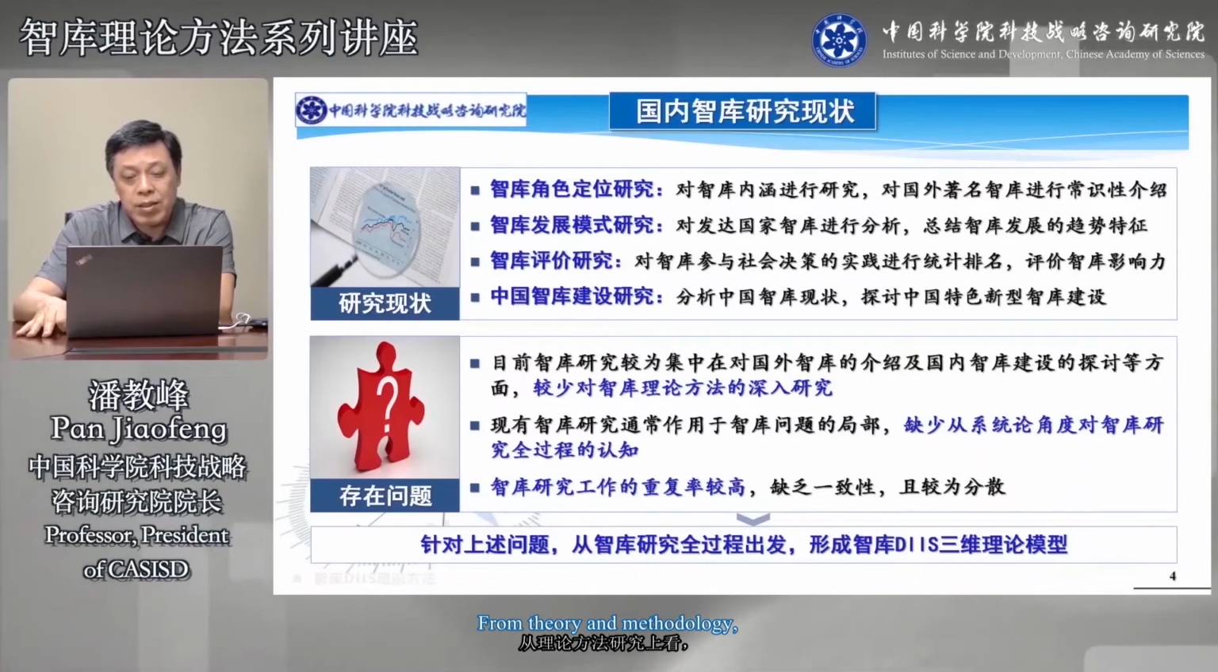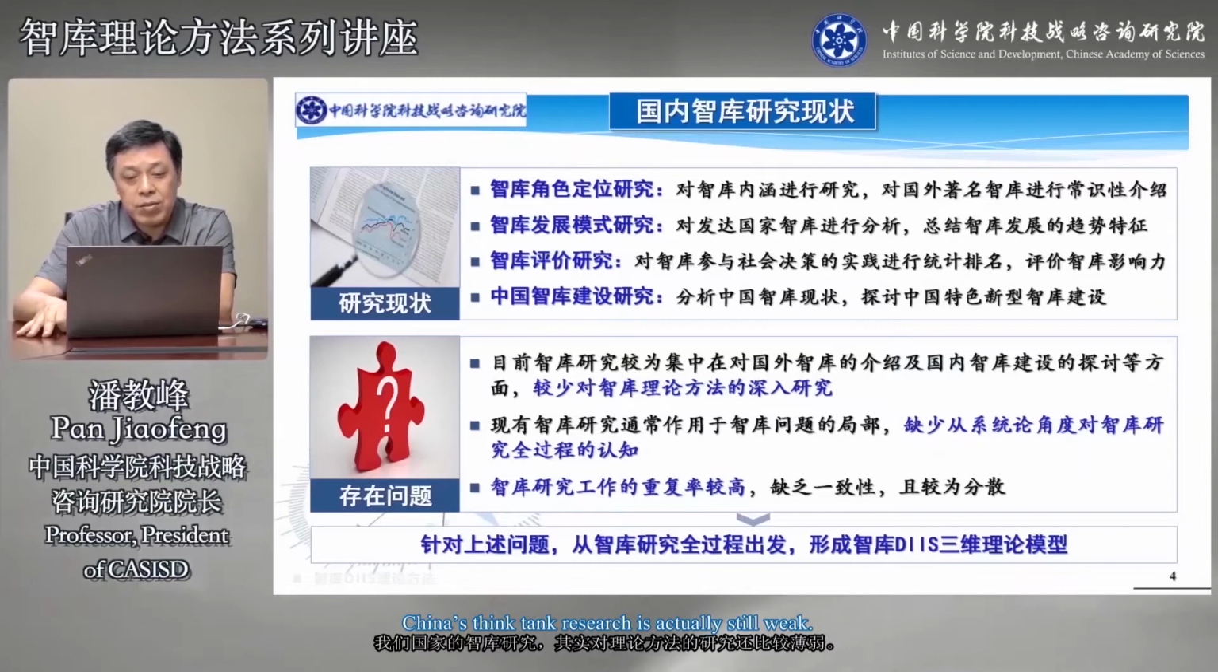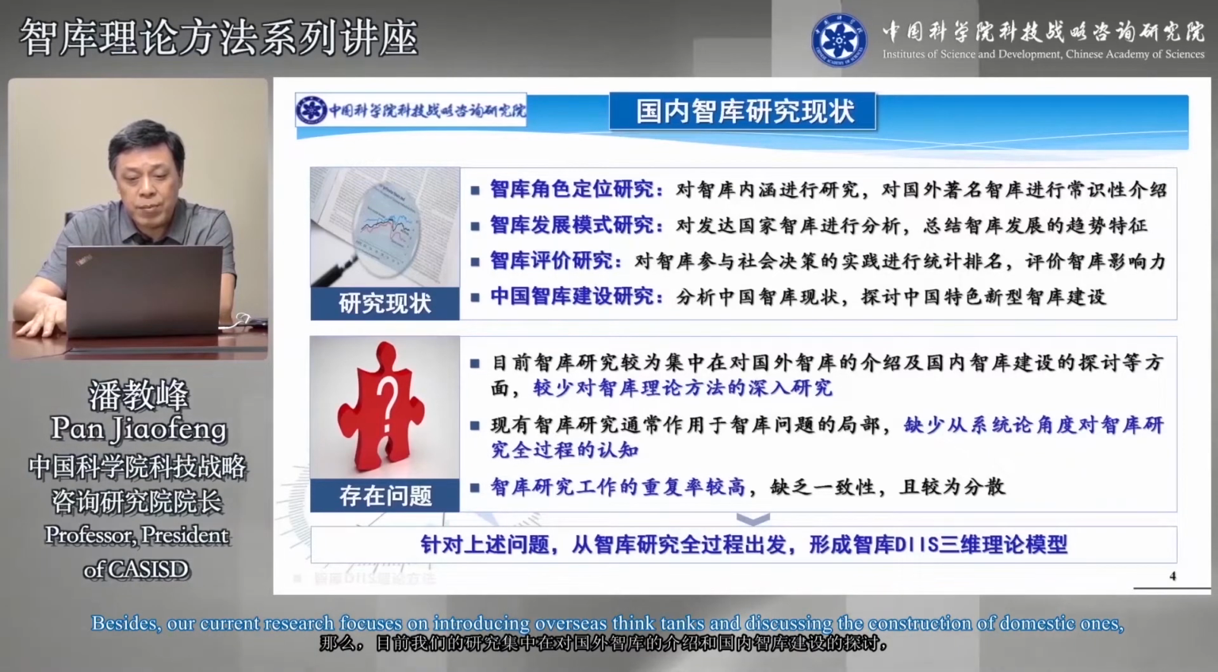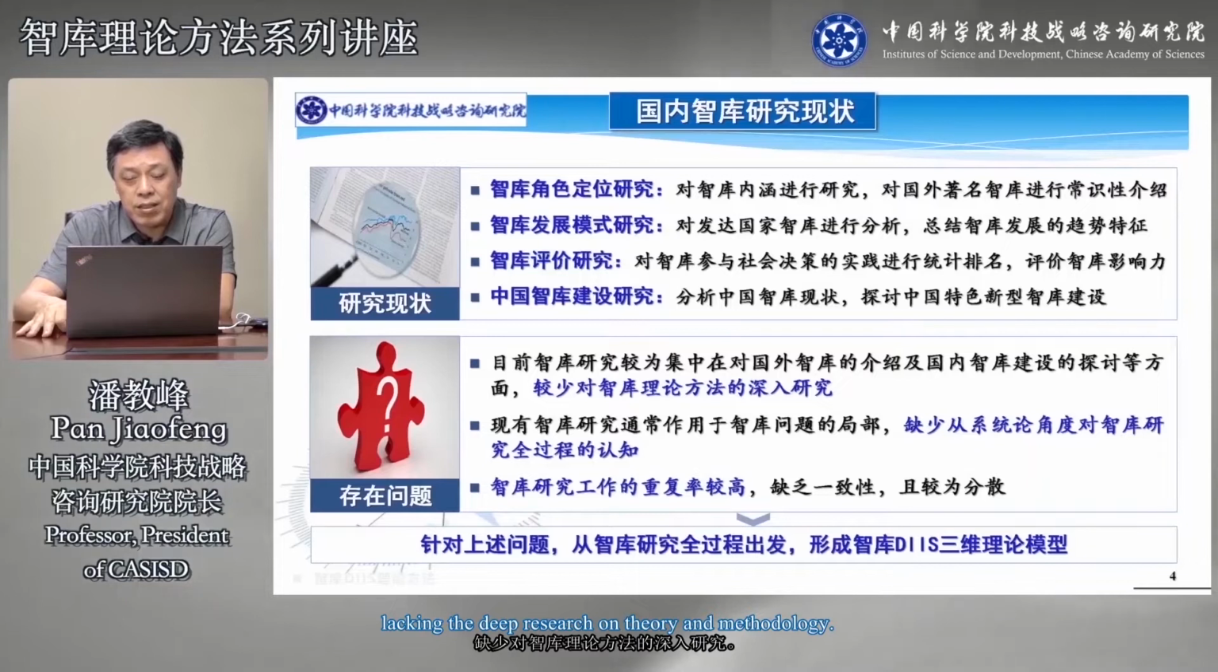From theory and methodology, China's think tank research is actually still weak. The current research regarding orientation, role, model, and evaluation still learns a lot from overseas. Besides, our current research focuses on introducing overseas think tanks and discussing the construction of domestic ones, lacking deep research on theory and methodology.